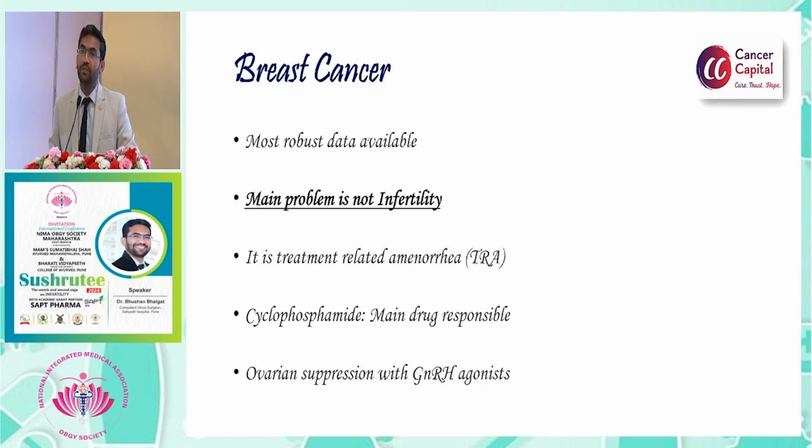Cyclophosphamide is the drug present in the protocol for breast cancer treatment, and it causes amenorrhea. There is research going on for GnRH agonists, which suppress ovarian function temporarily. So what happens is we can use those agonists to suppress the function temporarily while the chemo is going on.